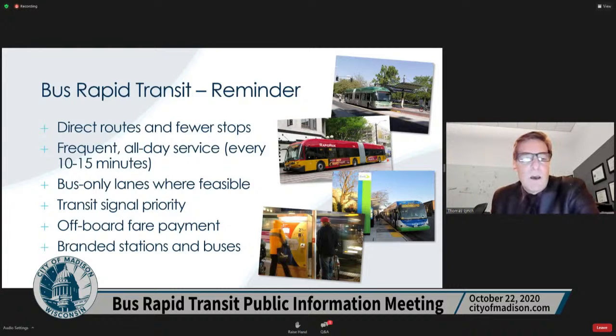We plan to have off-board fare payment. So instead of taking the time to pay for your fare as you enter the bus, you'd actually have already paid and you can just enter it, making for a quicker transition time. And then we plan to have branded stations and buses.